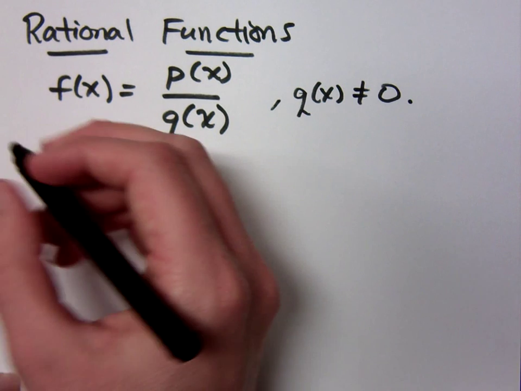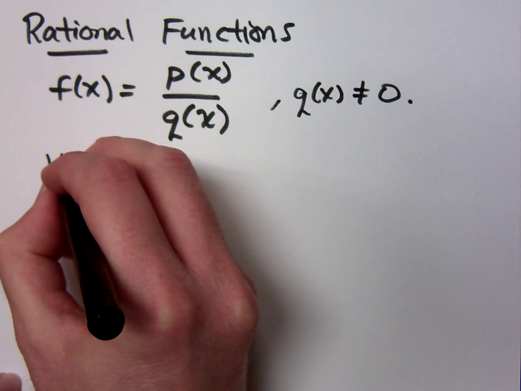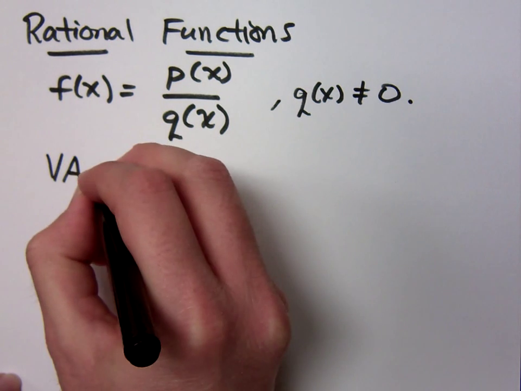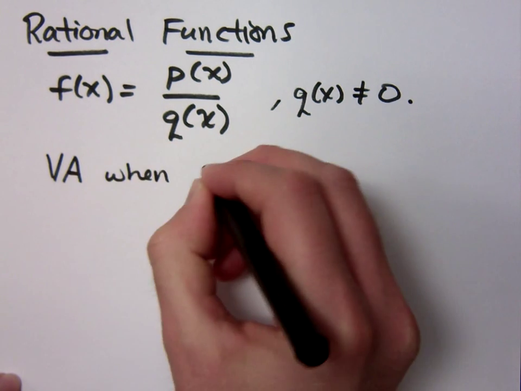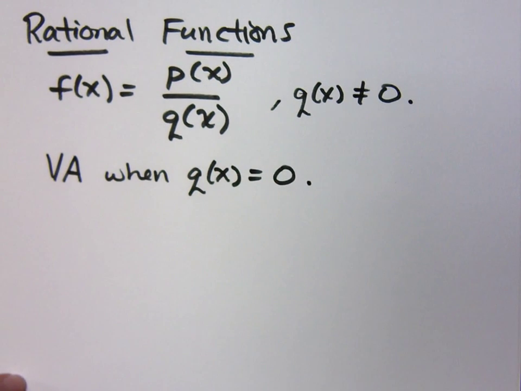Now, what we're going to see here is that we have vertical asymptotes. I'm just going to abbreviate this as VA. You have a vertical asymptote when your denominator is equal to 0. You know how to find those restricted values, right? What are those values that make the denominator equal to 0? Those will become vertical asymptotes.